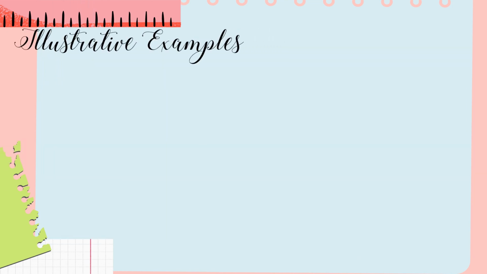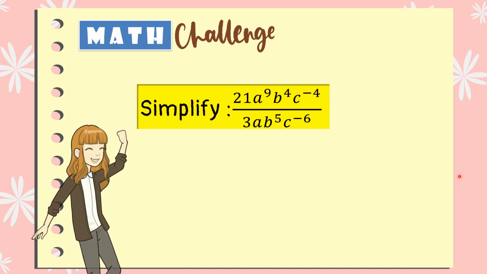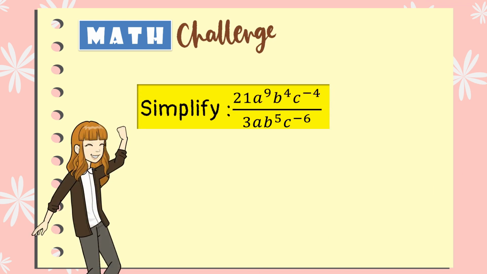Are all the laws of exponents clear to you now? It's time for math challenge. Can you simplify 21 a raised to 9, b raised to 4, c raised to negative 4 divided by 3a, b raised to 5, c raised to negative 6?